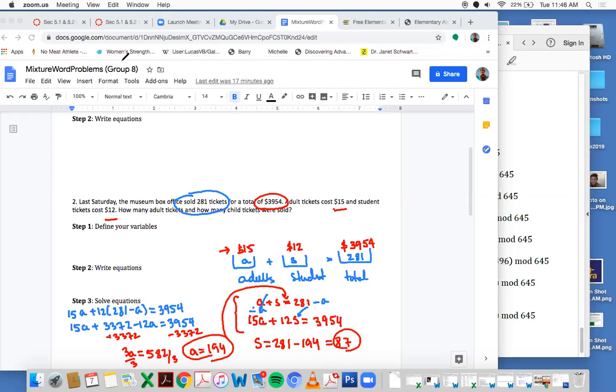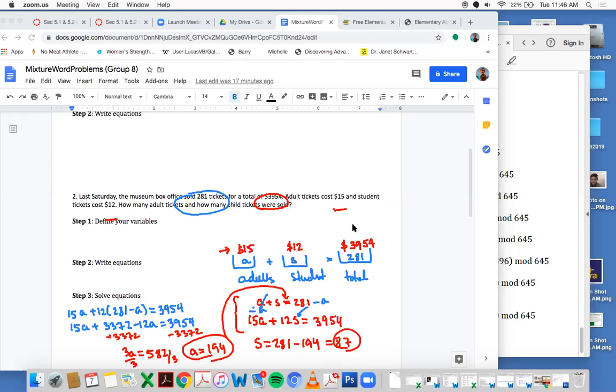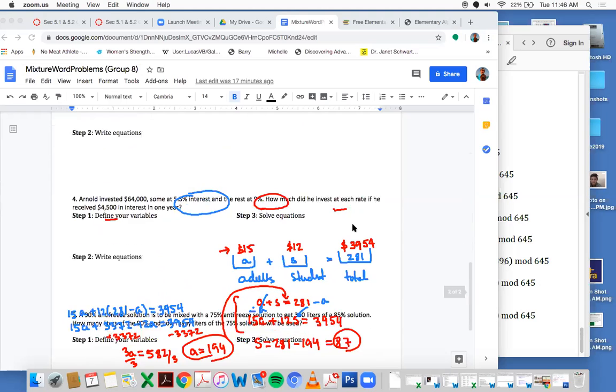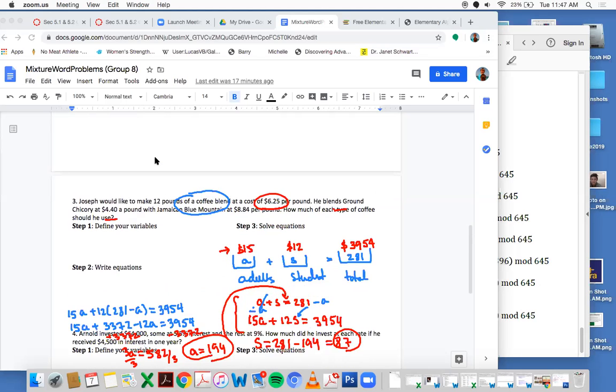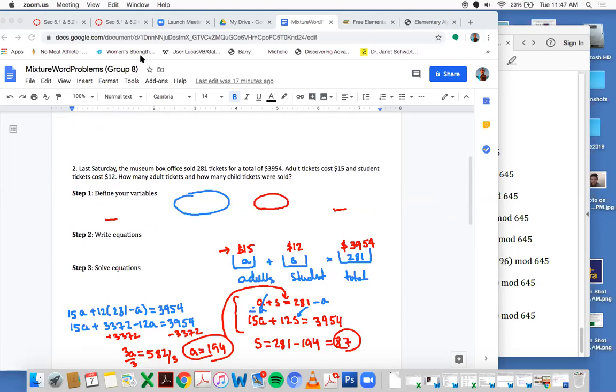So let's see. Try not to erase, but it looks weird. Okay, so number 3, if you're working on number 3, it has to do with coffee. So Joseph likes to make 12 pounds of coffee. It's a blend, and it costs $6.25 per pound. He blends ground chicory at $4.40 per pound and Jamaican blue at $8.84 per pound. How much of each type should he use, right? So I'll check in with the groups and then I'll help out if it's needed. So let me clear this up.